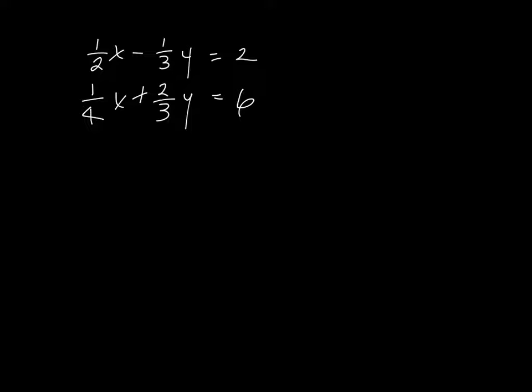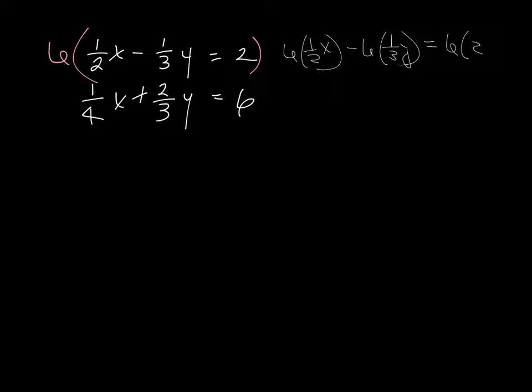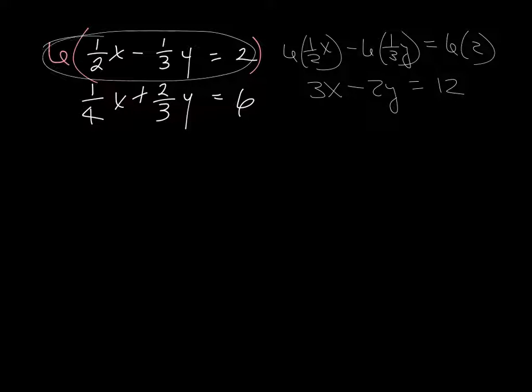So let's get rid of the fractions by multiplying the entire thing first of all by the common multiple, and this time it's 6. So we get, let's see if I can write this next to it in real small. We get 6 times 1/2 x minus 6 times 1/3 y equals 6 times 2. And that gives us 3x minus 2y equals 12. So we rewrote that without fractions.